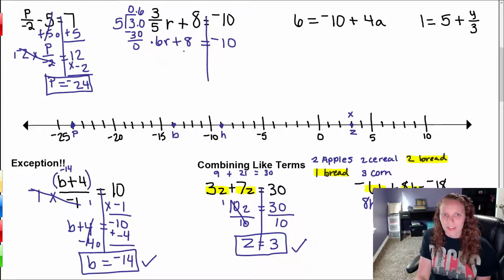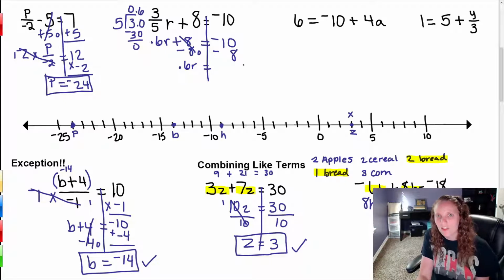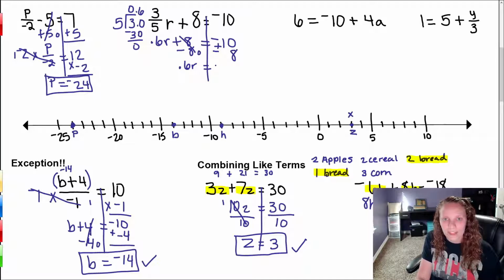Now I see a plus 8 that we could get rid of. The opposite of add is subtract. Positive 8 minus 8 cancels out to 0. And we must do the same to the other side. So now we have 0.6 r equals, and here I'm noticing the signs are the same, and we're dealing with some subtraction, a negative minus another number. Since the signs are the same, we're really going to think of it as addition. So negative 10 plus negative 8 would be negative 18.